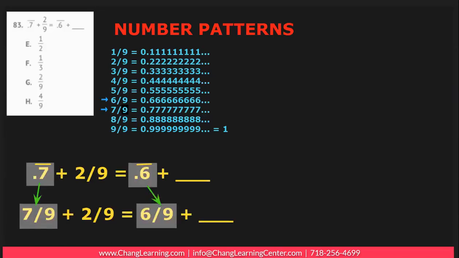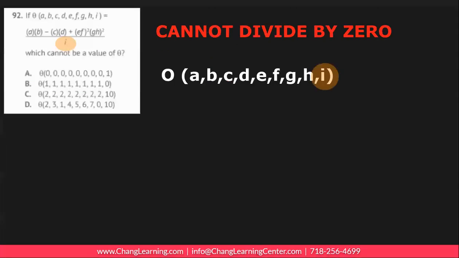Here we have 0.7 repeating, which is 7/9, plus 2/9 on the left. So that's 9/9. And that equals 0.6 repeating, or 6/9, plus some value. Well, that value must be 3/9, so that we have 9/9 on the left side and 9/9 on the right side. Well, 3/9 reduced is 1/3. So the correct answer was F, 1/3.